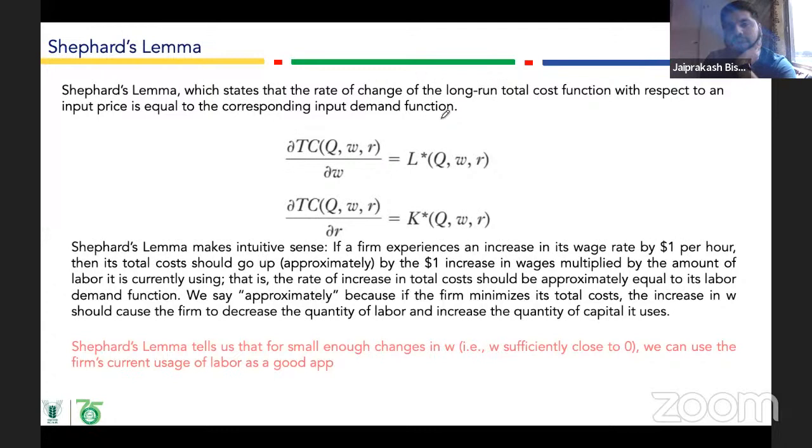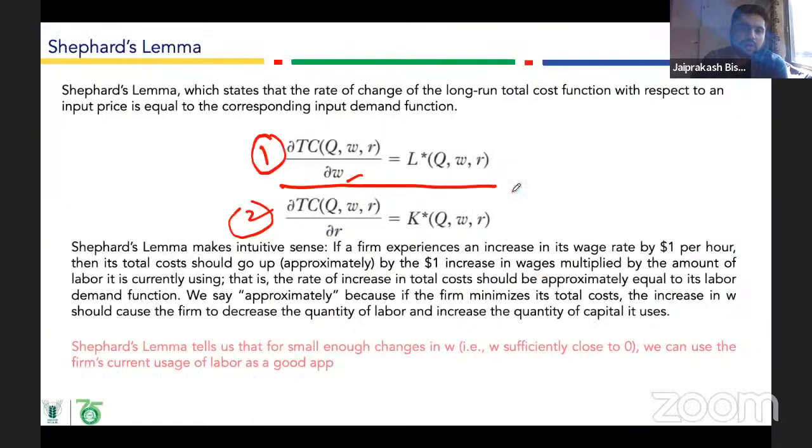So this same thing we have written here: the rate of change of the total cost function with respect to the input price of labor is equal to the input demand function of labor. This first equation says the change in the total cost function with respect to the price of labor is equal to the labor demand function. And similarly, the change in the total cost function with respect to the price of capital is equal to the capital demand function. This is only Shepherd's lemma, and this is very simple. So you should know these things, what this is.